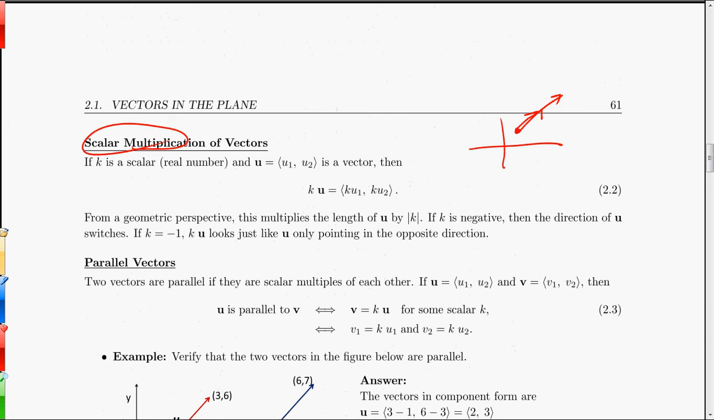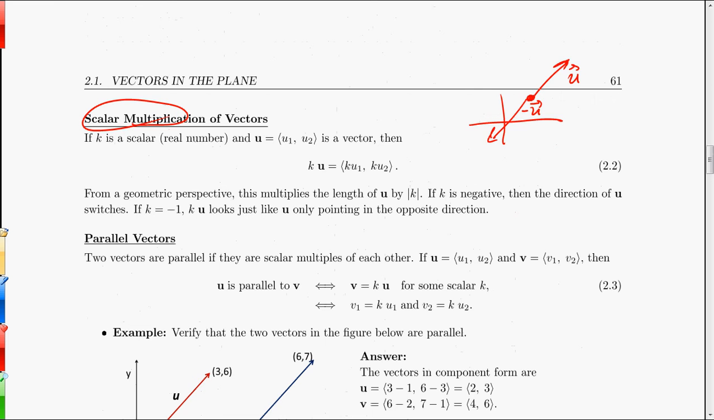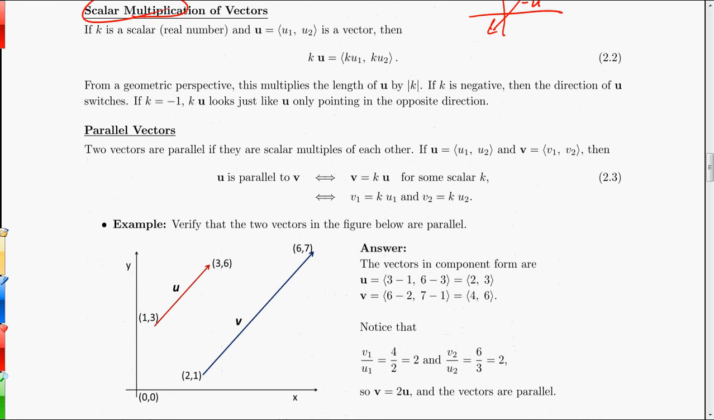If that's u, then negative u looks just like u, only it points in the opposite direction. So that's another type of scalar multiple. It just switches the direction, but it gives it the same length. Parallel vectors. Two vectors are parallel if they are scalar multiples of each other. That means each term in v is the same multiple of the associated terms in u.